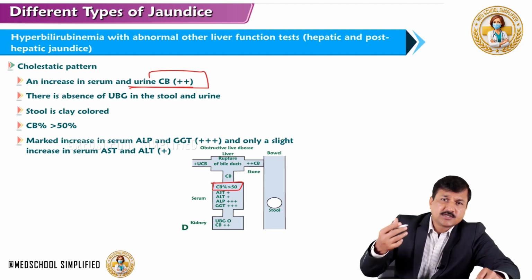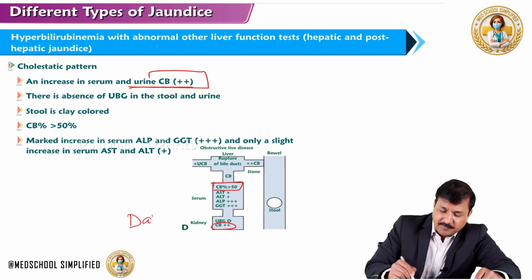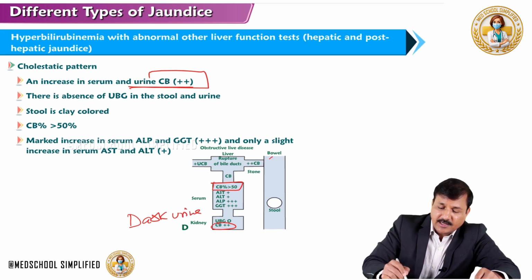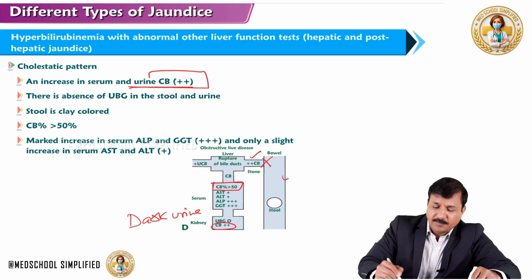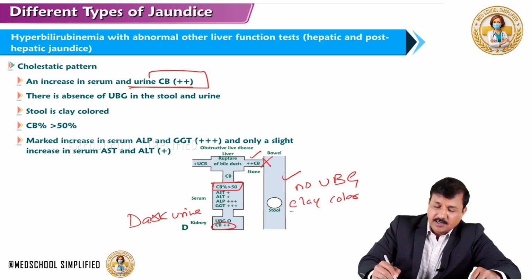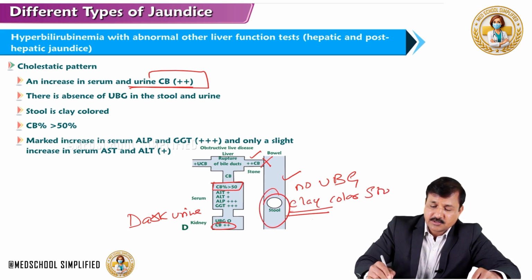And since there is more conjugated bilirubin in the blood, conjugated bilirubin appears in the urine at high concentration. So urine is dark, or cola colored urine, as it is sometimes referred to. And if the common bile duct is totally obstructed, conjugated bilirubin does not reach the intestine. So there is no urobilinogen made in the intestine. That means stool is clay colored or colorless stool. So that's what is shown here, clay colored stool, because urobilinogen is not there.